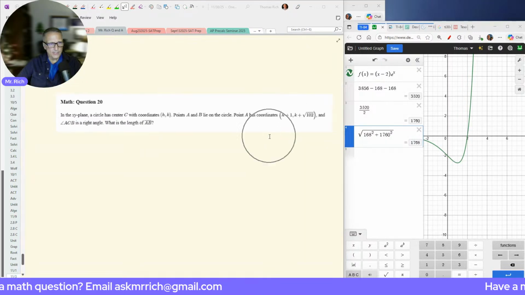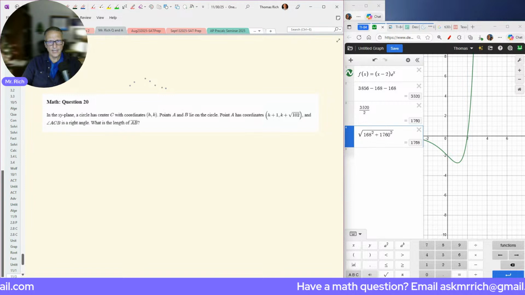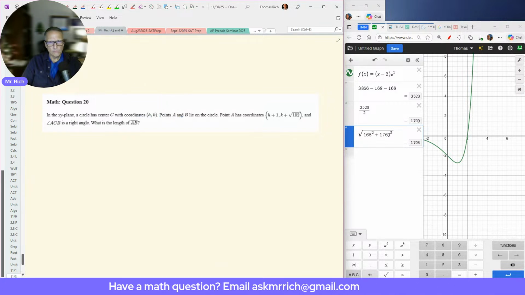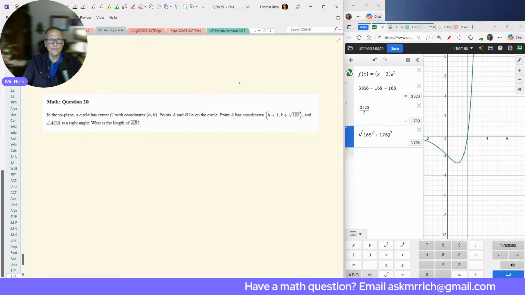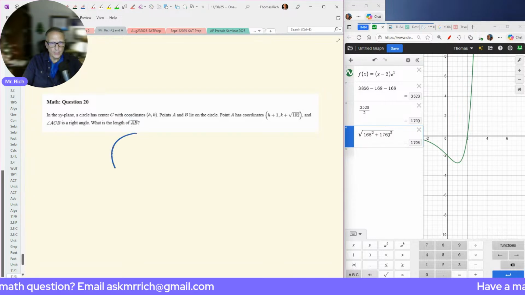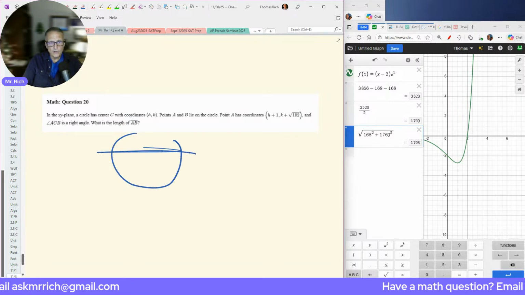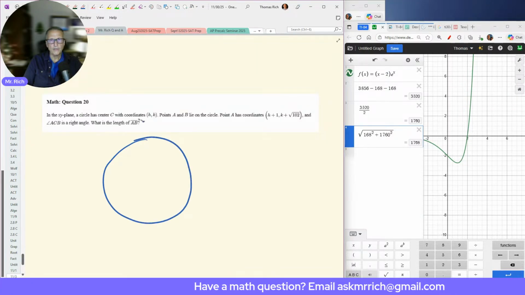So this one says that in the XY plane, a circle C has coordinates H, K, points A and B lie on the circle, and point A has those coordinates, and ACB is a right angle. What's the length of AB? When you read that problem, you're probably like, I have no idea what they're even talking about. What are all of these measurements? The only way you have a chance right here is on your scratch paper, I would draw a pretty big circle to give yourself plenty of room.